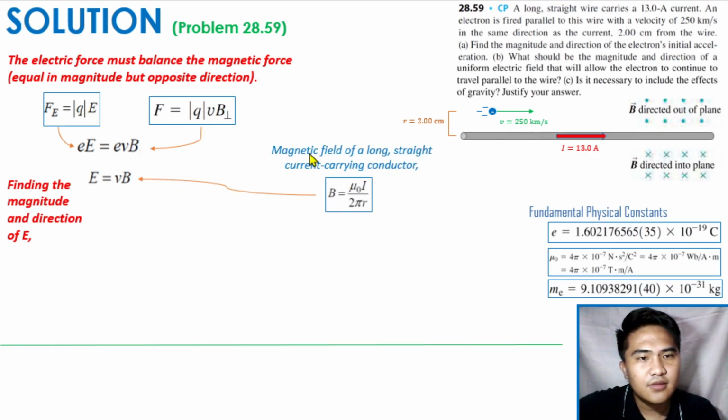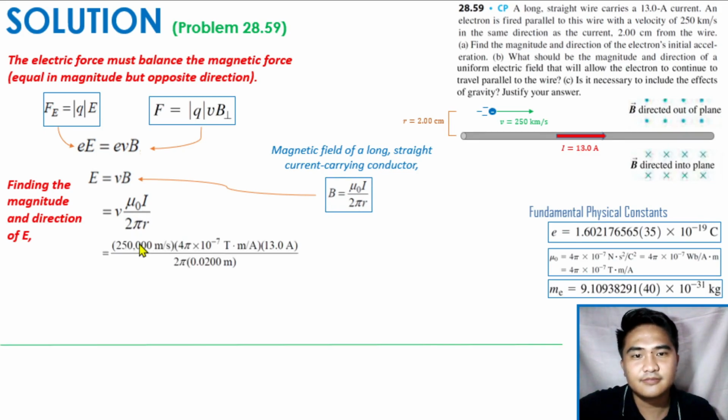We know that the magnetic field of a long straight current carrying conductor is mu naught I current over 2 pi r. So let's substitute B with this B, giving us velocity times mu naught I over 2 pi r. Substituting the values, so this is the velocity of the electron, the magnetic constant mu naught, the current, 2 pi, and then the distance between the electron and the wire. Solving this will give us 32.5 Newton per Coulomb. So this is the magnitude of our electric field.